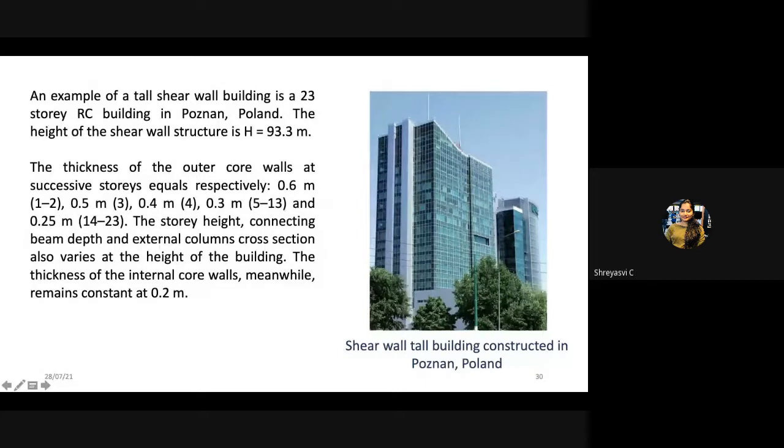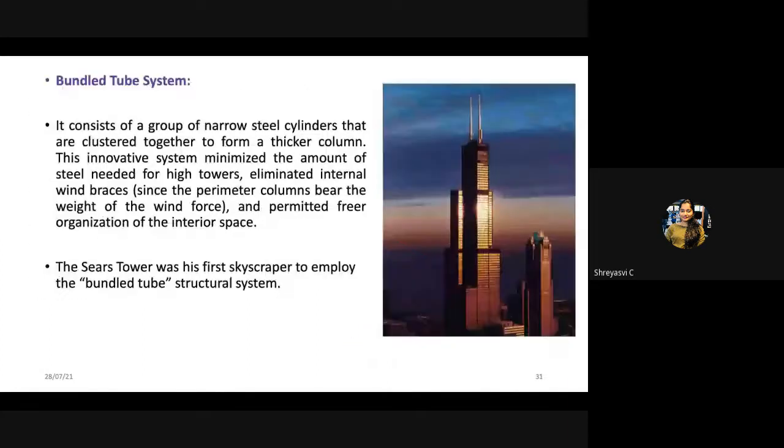In the bottom story, it was around 600 mm. In the third and fourth story, it was around 500, 400 mm. Then gradually it moved to 300 and 250. There is also a minimum thickness for a shear wall, that is 200 mm. Irrespective of wherever it is placed in the building, the minimum thickness for a shear wall should be 200 mm. You can increase the thickness, but you cannot reduce it beyond 200.